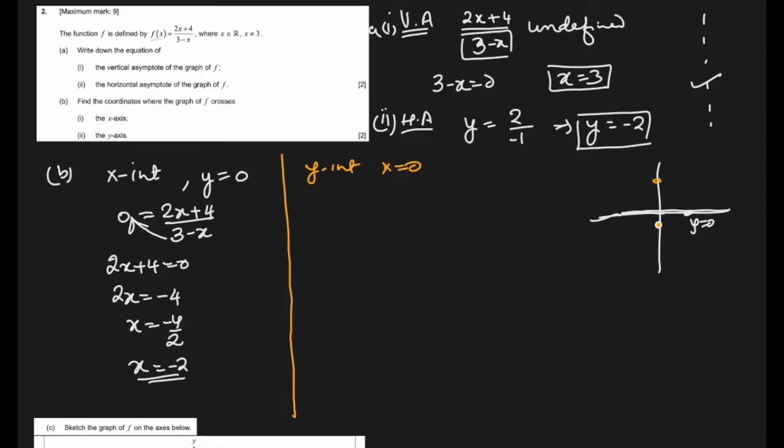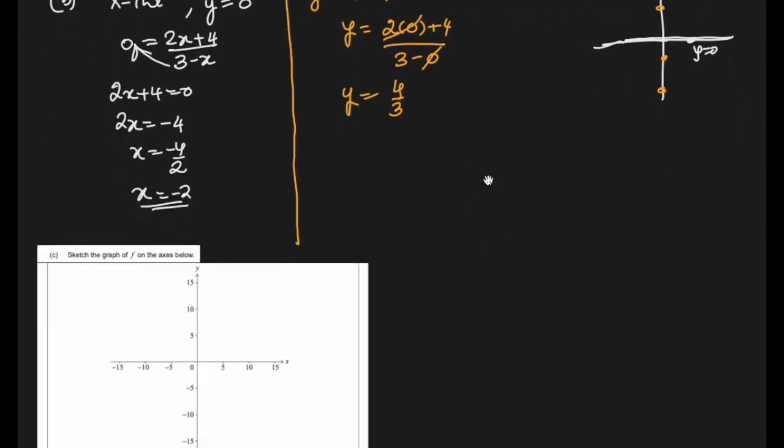At the y-intercept, x is always 0. So we'll substitute x equal to 0 in that. y equals 2 times 0 plus 4 over 3 minus 0. So y comes out to be 4 over 3. That's the y-intercept. So we got everything from this question.